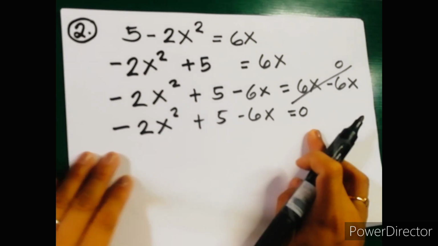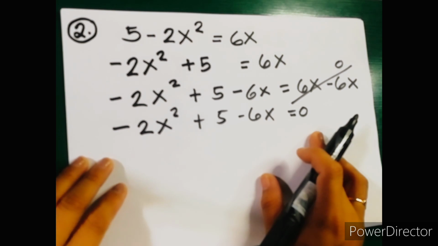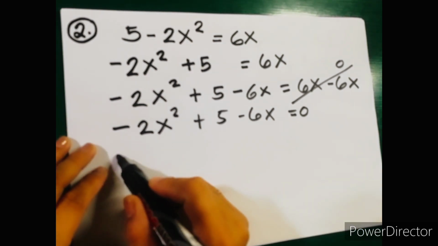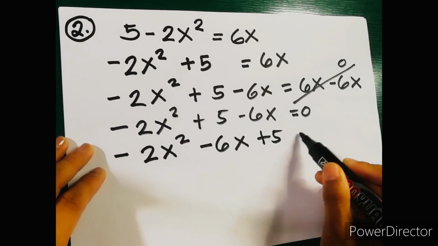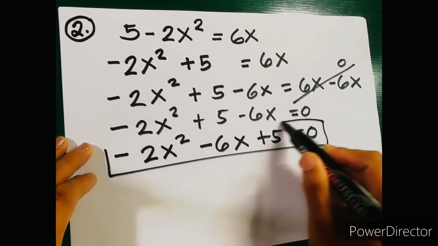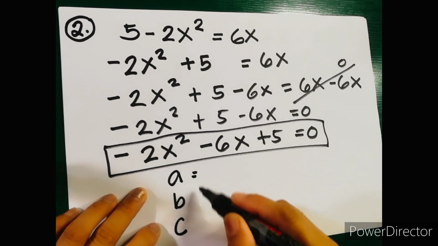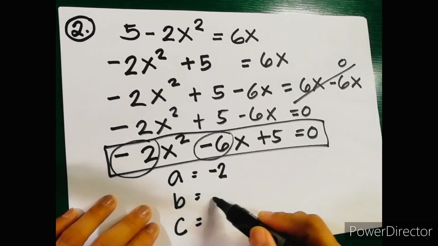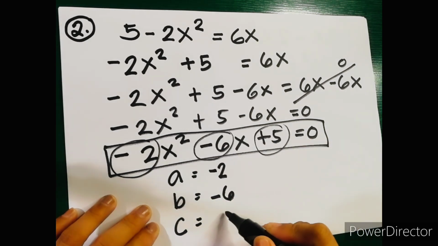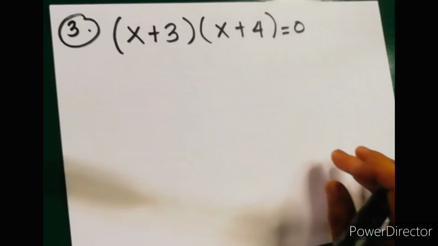So this is not yet your standard form, since this is not arranged in ax squared plus bx plus c equals 0 form. So we will just arrange it: negative 2x squared minus 6x plus 5 equals 0. So this is your standard form for example number 2. And we will identify now the values of your A, B, and C. Your A here is negative 2, your B is negative 6, and your C is positive 5. So you have your answer.